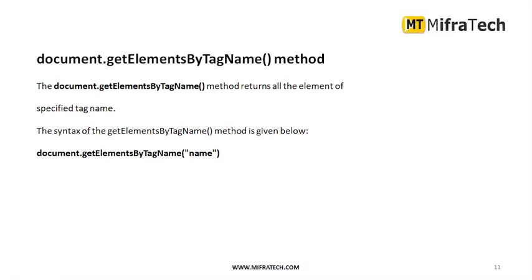Then document.getElementsByTagName returns all the elements with the specified tag name. The syntax is document.getElementsByTagName("name").